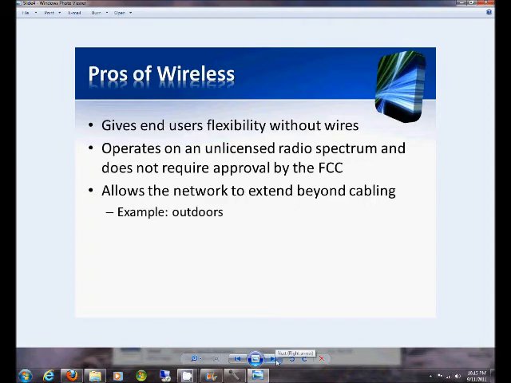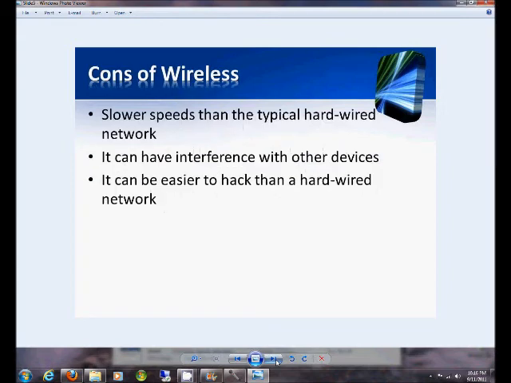But with any pros, there are always cons of technology. So let's look at the cons of wireless technology. Typically slower speeds than hardwired network. It can have interference with other devices. And it can be easier to hack than a hardwired network.